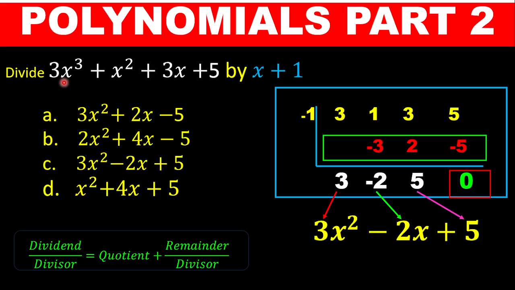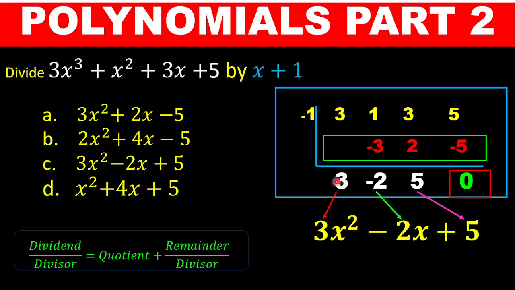So for example, x cubed, its coefficient is 3. So this 3, we have it here. And then x squared, its coefficient is 1. We have 1 here. Then x, its coefficient is 3. So we have 3 here. And then this 5, we have the 5 here. And we said that the first number you have, you always send it way down. So we have this 3.